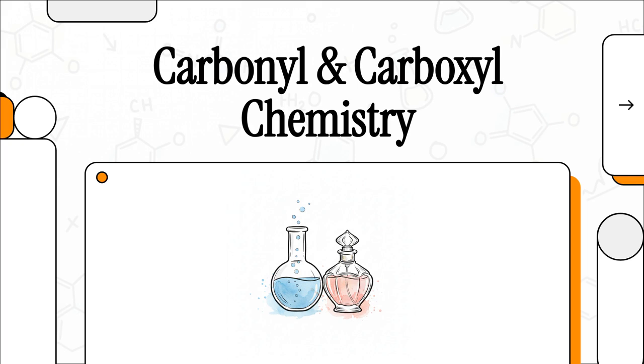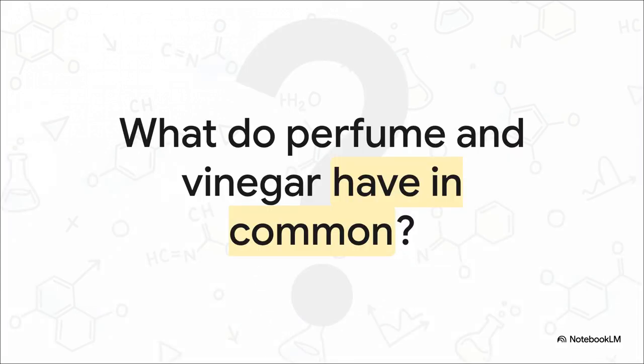We're going to look at the structures, the naming rules, the reactions, and the real-world applications of these fundamental molecules. Now, to bridge the gap between textbook chemistry and our actual daily lives, we have to start by asking what invisible chemical engines are powering these everyday items. What do nail polish remover, vinegar, and your favorite perfume actually have in common? Well, the answer lies in their molecular anatomy. They're all driven by specific functional groups that contain a carbon-oxygen double bond.